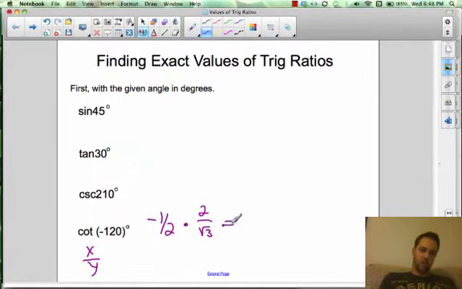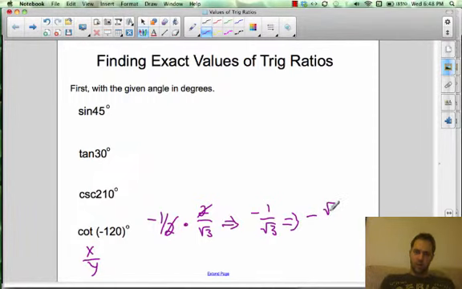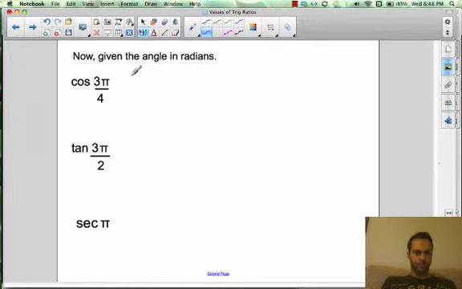And this is just like one we've already done up here with the tangent of 30, except we have a negative value here. The 2's will cancel. We'll end up with negative 1 over root 3, which, as we know from before, will simplify into negative root 3 over 3. And we're done. Alright, so let's move on to the next one.